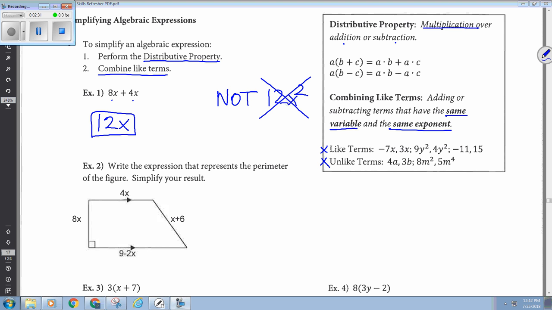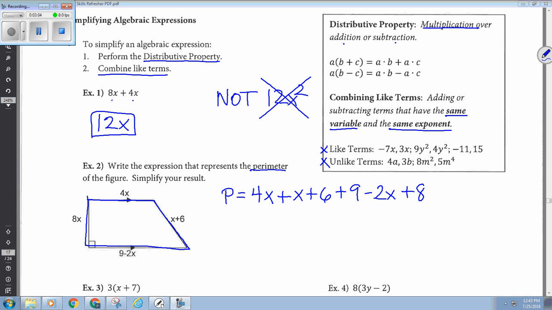Example 2, so we're going to apply it right off the bat. Write the expression that represents the perimeter of the figure. Simplify your result. When you're finding the perimeter of something, you're simply adding up all the sides. That's the distance around the figure. So for the perimeter, that's 4x plus x plus 6 plus 9 minus 2x plus 8x.